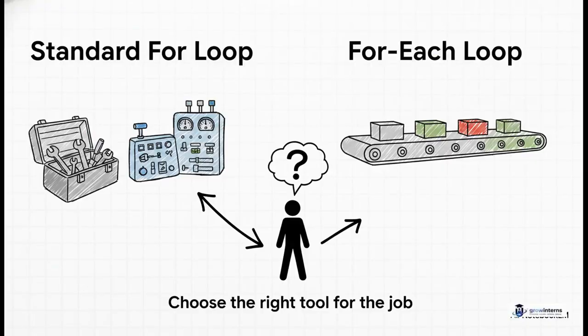So let's just wrap it up. When you need that dynamic sizing and total flexibility, you're going to use the standard for loop with that sizeof trick. But when you just want to do a clean, simple, start-to-finish read-through of your data, the for-each loop is definitely your go-to. Just think about what you need to do and pick the one that fits best.